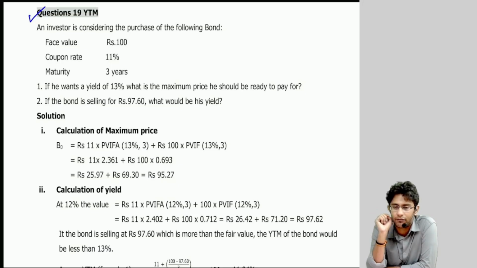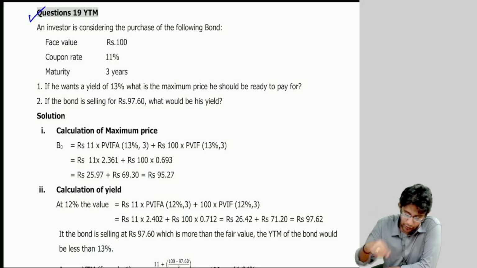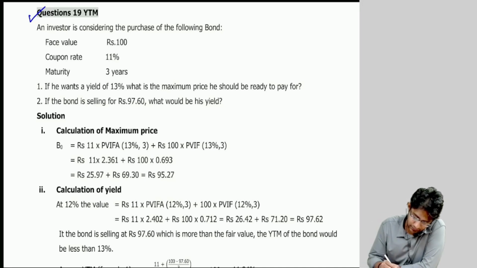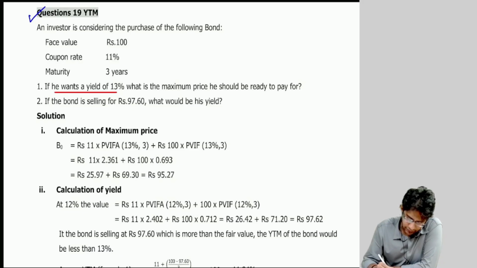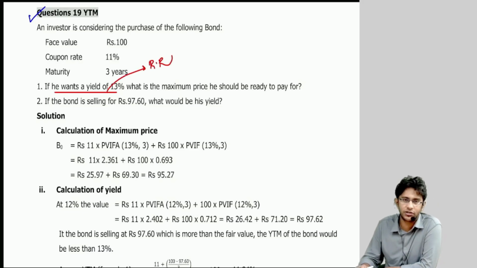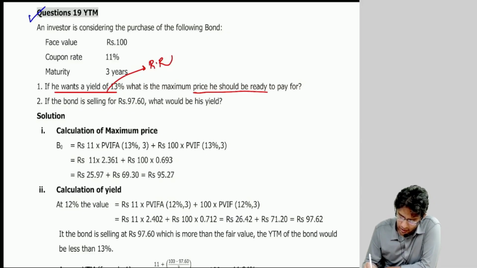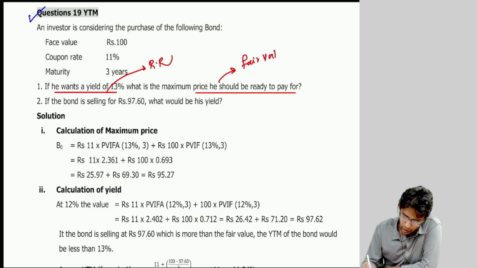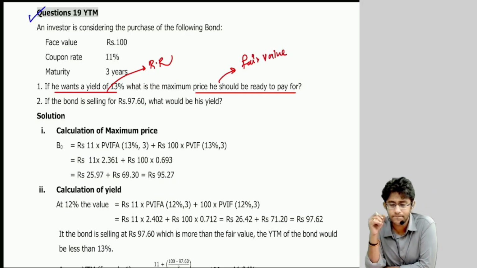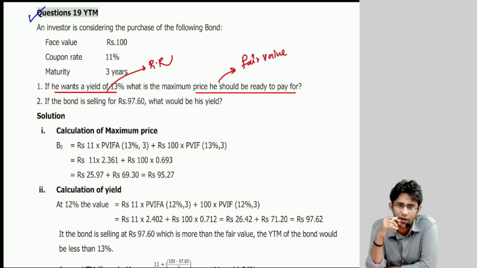Tell me what is the question requirement? What is he asking? If he wants a yield, meaning what? Good, very good. This is the required return. If the question gives you the required return and they are asking how much I should pay, what is he asking? Fair value. Do all of you do it. Table, formula, line, copy and write, somehow do it. Get the fair value of the bond.